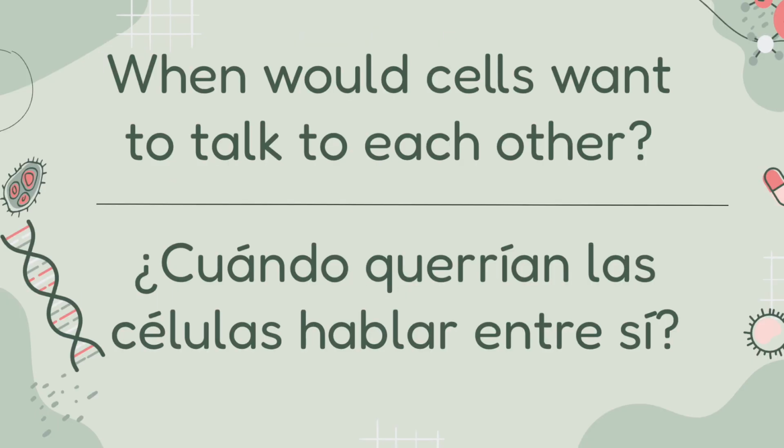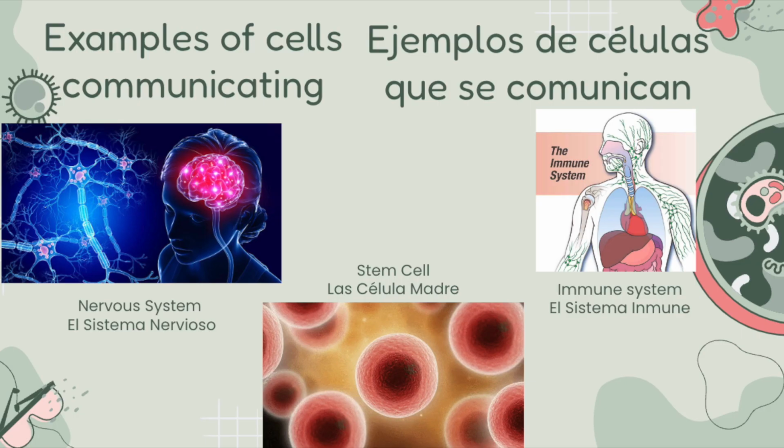First, when would cells want to talk to each other in the body? Our body is made up of tens of trillions of cells that must all be talking to each other to keep us healthy. The first example of our cells communicating is in our nervous system. This system is made up of specialized cells called neurons. Neurons communicate information between our brain and the rest of our body of how we sense the world around us. Our neurons are constantly communicating with each other to get information to the brain as quick as possible.